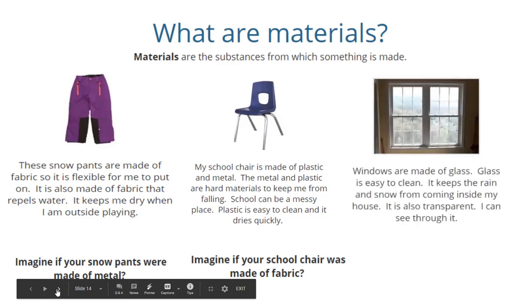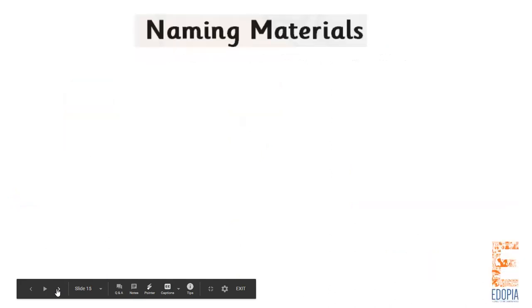Okay, the third one, windows. Windows are made of glass. Glass is easy to clean. It keeps the rain and snow from falling inside our house. It is also transparent. That means you can see through it. Now imagine if windows were made completely out of wood or even fabric, what do you think would happen then?